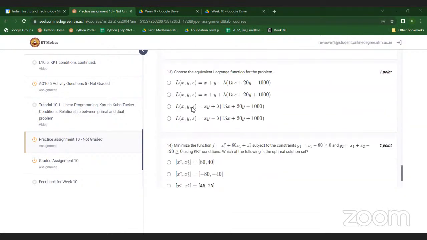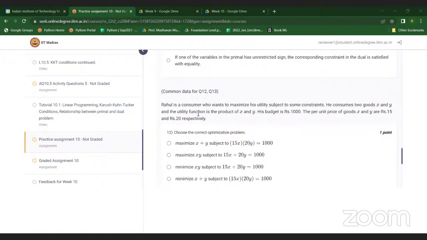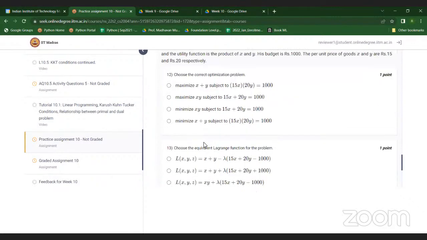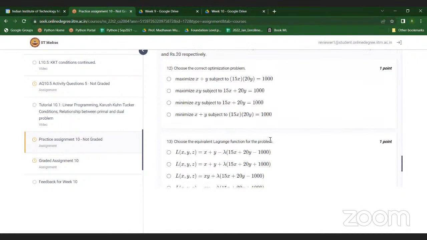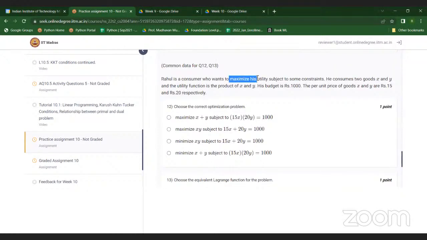For example, let's look at this. Raul is a consumer who wants to maximize his utility under some constraints. He consumes two goods X and Y, and the utility function is the product of X and Y. His budget is 1000. The per unit prices of X and Y are 15 and 20 respectively. Here I'll try to solve this problem. They ask you to choose the correct optimization and the equivalent Lagrangian one. Clear? So what do we have here? First thing is we need to maximize this utility, right?